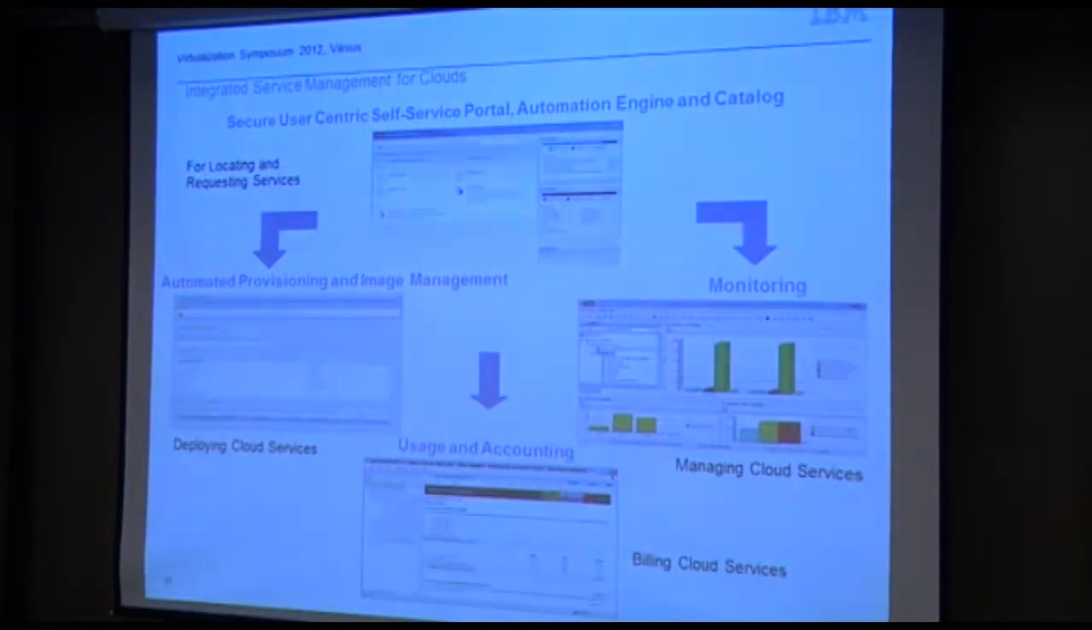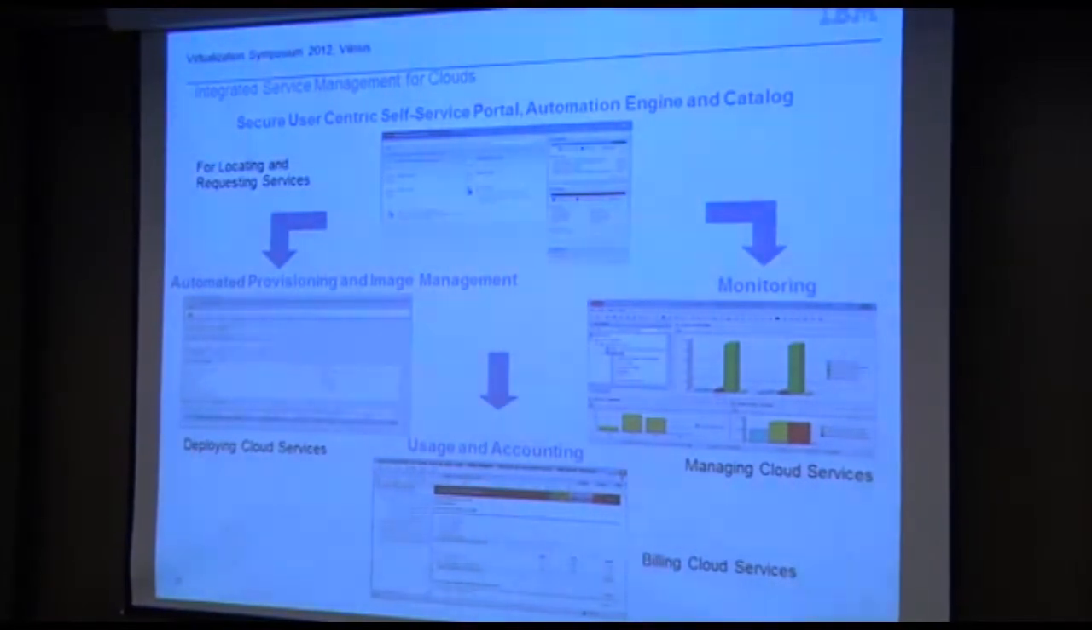What is inside? As mentioned, automatic provisioning, secure user-centric service, monitoring and usage accounting. Also, you have the possibility to reserve the environment for future use. So, if you need some kind of services later on, not today, in a month, these services will be reserved for you for that period of time. How will you charge the customers for that? It's up to customers to decide.